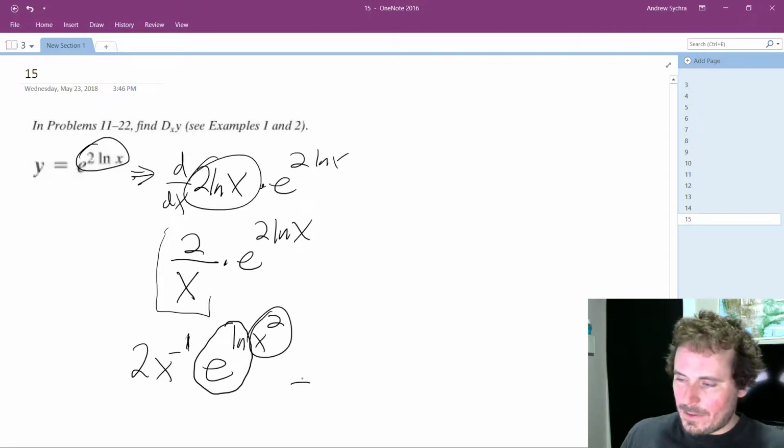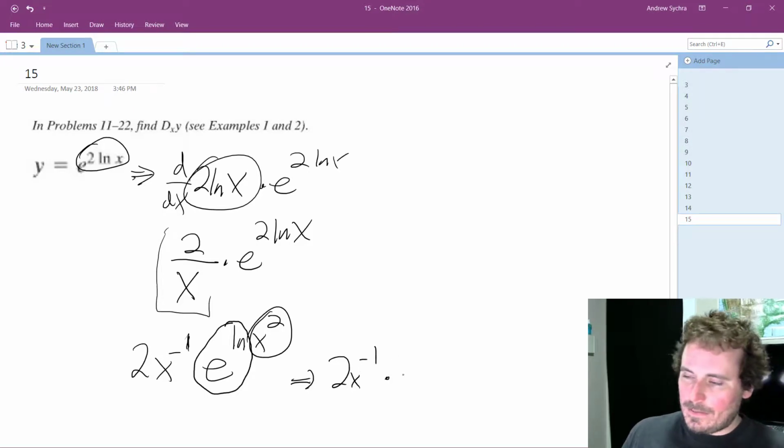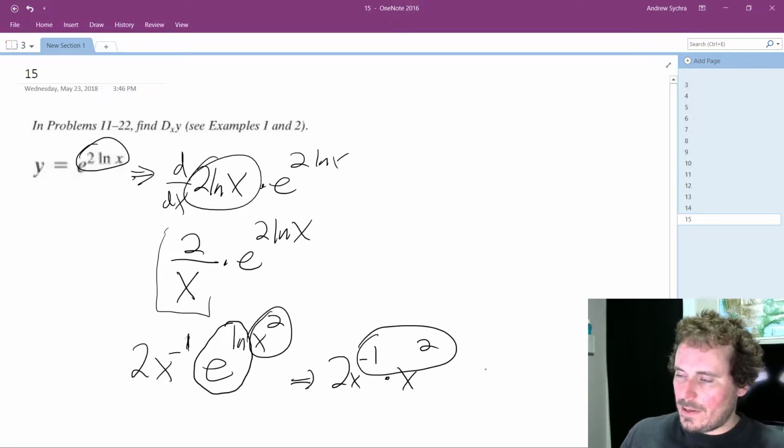So we get 2x raised to the negative 1, which is the equivalent of 2 over x, times x squared. And these added together, we get x raised to the 1. So we're simply left with 2 times x.